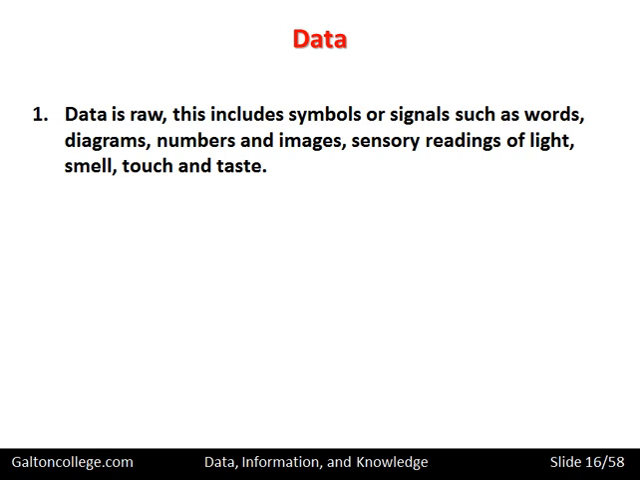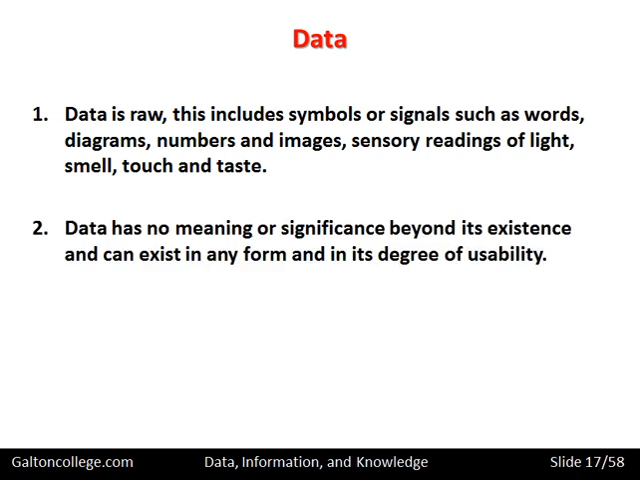It's raw data. It doesn't mean anything in itself. It is just a diagram or a set of numbers or some images. It's not telling us anything. It has no meaning or significance beyond its existence, and can exist in any form and in its degree of usability. So data is just what we observe. We may pick it up through our senses. We may pick it up by touch or by taste or by smell. It may be something we hear. It's just data. We need to interpret the data. We need to make sense of it.